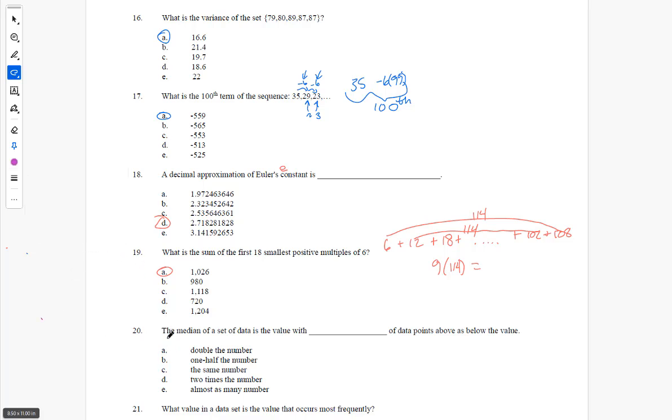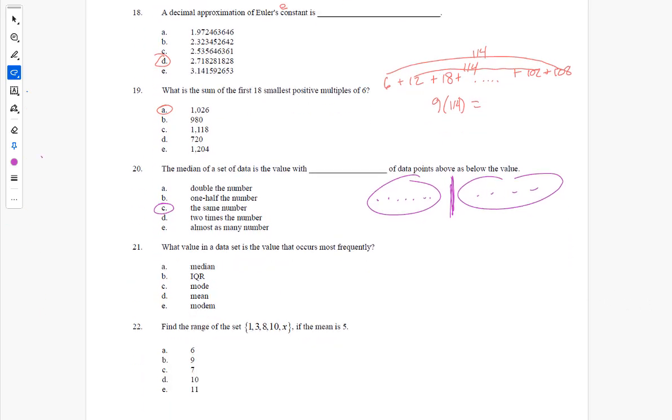Number 20. The median of the set of data is the value with blank number of data points above and below. So if you have a bunch of data in order, the median is the guy right in the middle. Half of the data is above and half is below. So if it says the blank of data points above as below the line, it's the same number. This guy and that guy, same number of data points above and below.